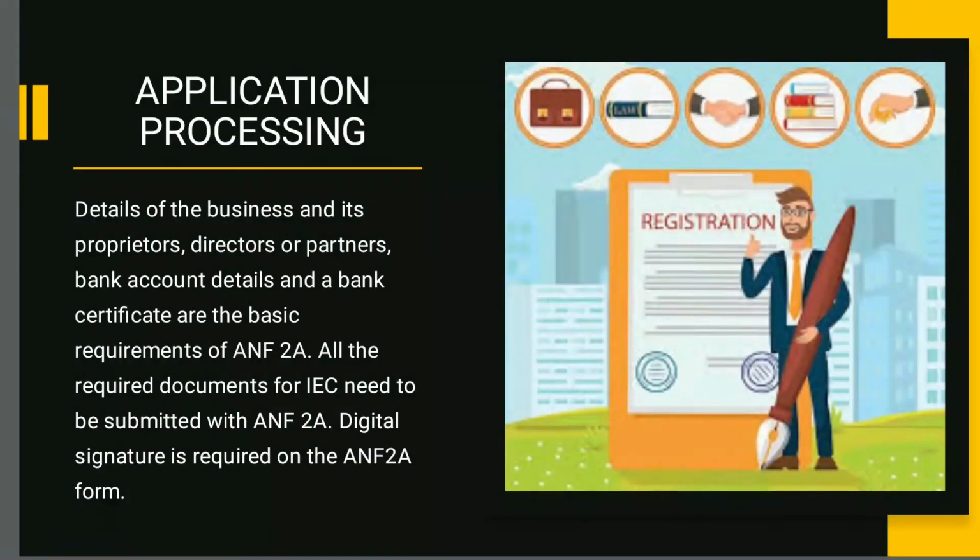Application processing. Details of the business and its proprietors, directors or partners, bank account details and a bank certificate are the basic requirements of ANF 2A. All the required documents for IEC need to be submitted with ANF 2A. A digital signature is required on the ANF 2A form.